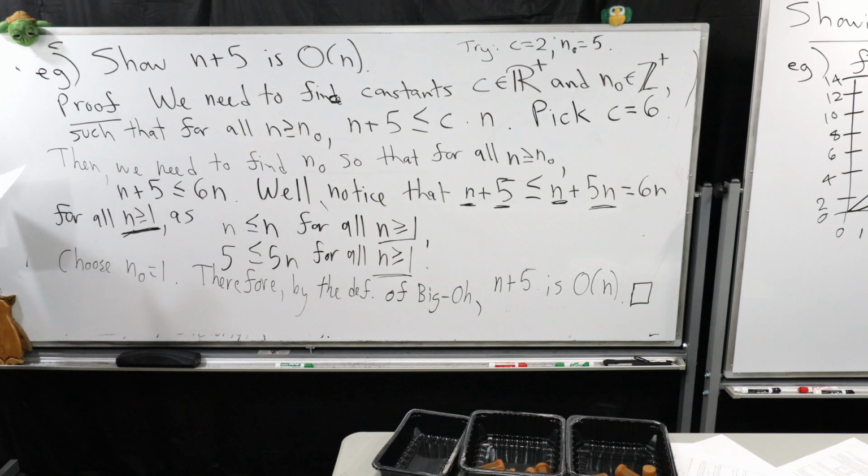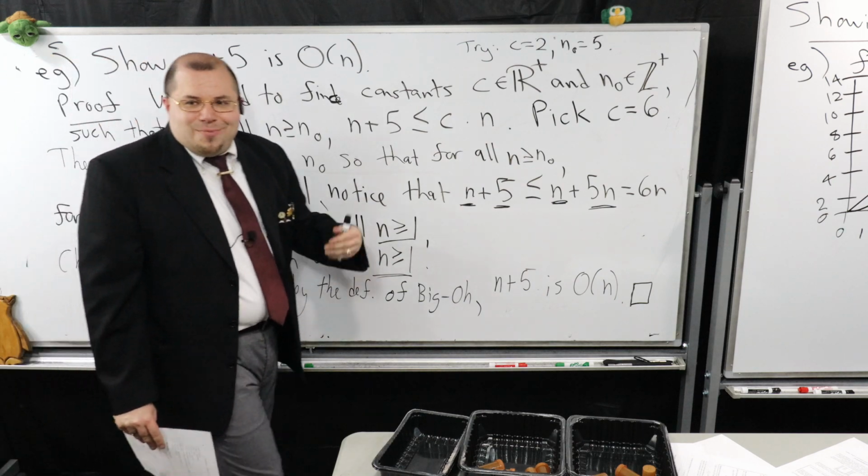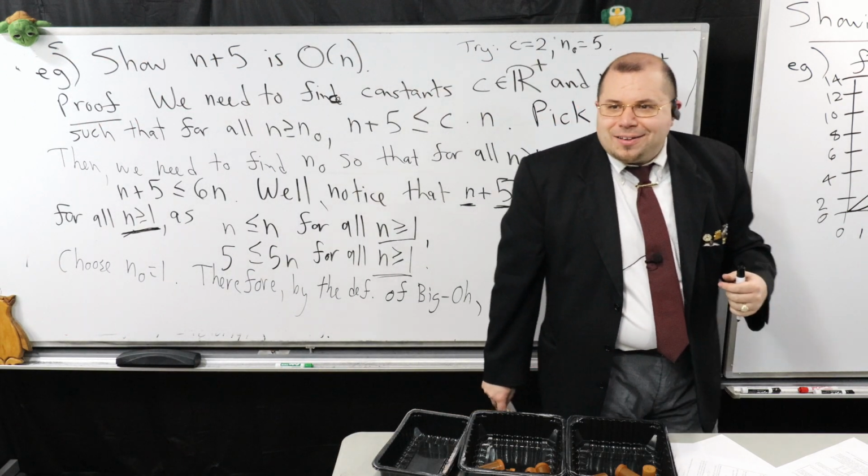Is there anything at all that you have questions about? So remember, the goal is to find those two constants, c and n0, and your job is to explain how they work. So you've got to make sure that you justify why.